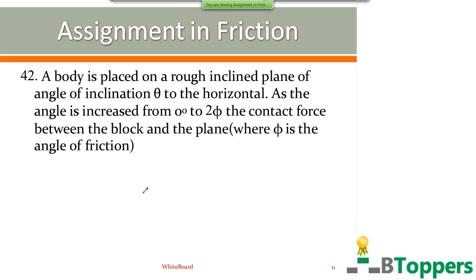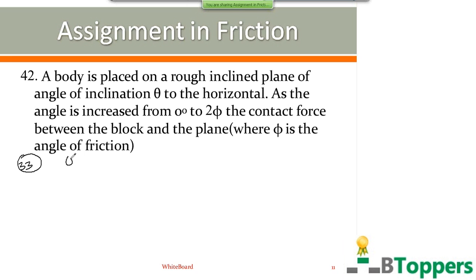See question number 42. A body is placed on a rough inclined plane of angle of inclination theta to the horizontal. As the angle is increased from 0 degrees to 2π, how does the magnitude of the contact force between the block and the plane change? This part of the question I have discussed in question number 33. You can see the solution of question number 33.